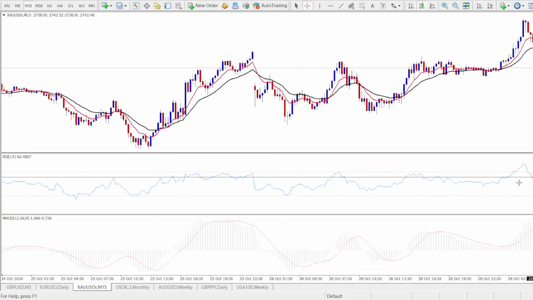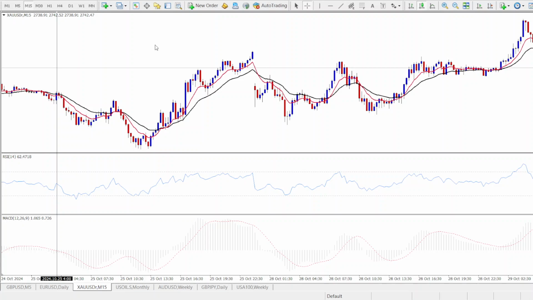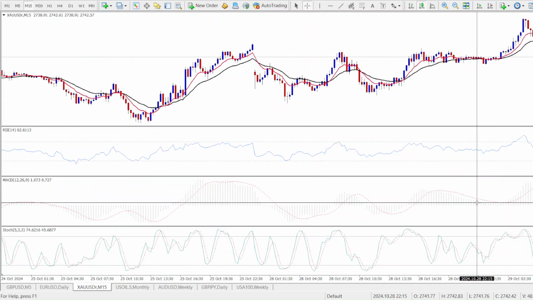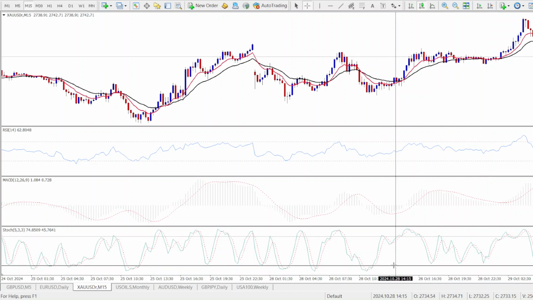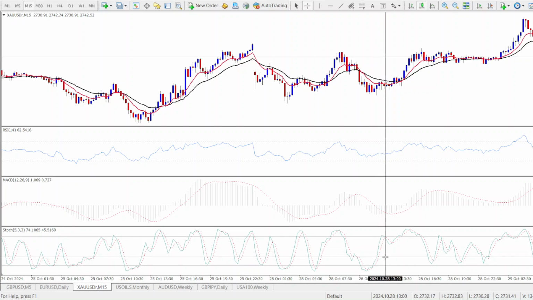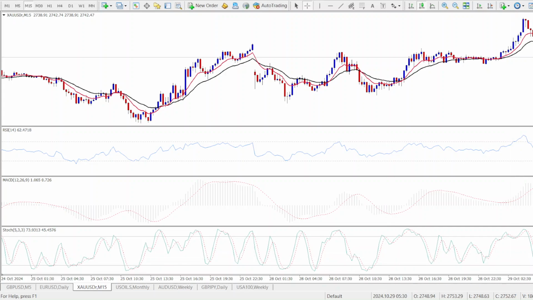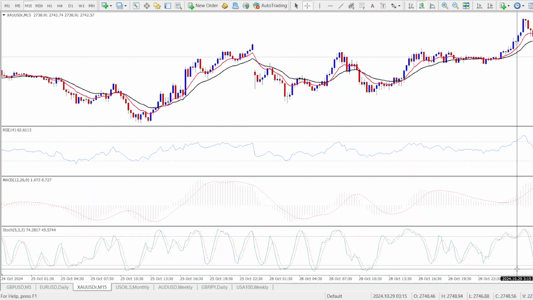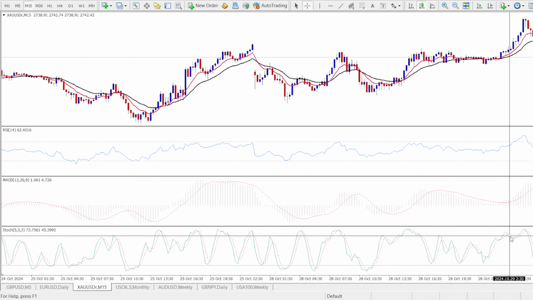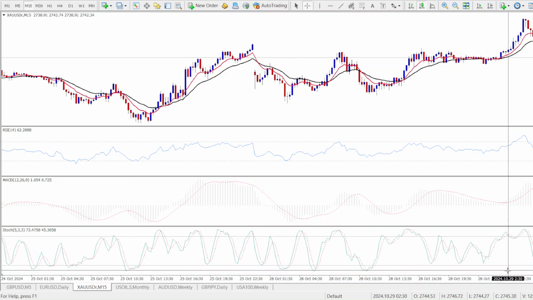Now, another helpful indicator for intraday traders is the stochastic oscillator. This is a momentum indicator that is similar to the RSI but operates slightly differently. It compares a specific closing price to a range of prices over a set time period and helps you identify potential reversal points. The stochastic oscillator also moves between 0 and 100. Typically, readings above 80 indicate that an asset is overbought, while readings under 20 suggest it's oversold.